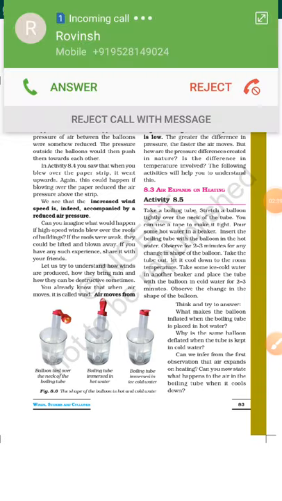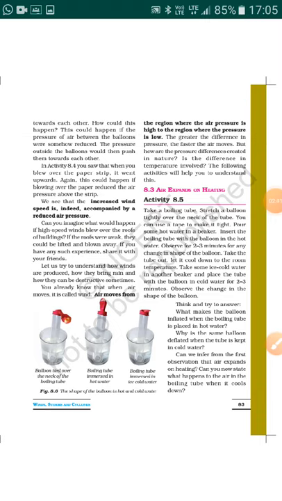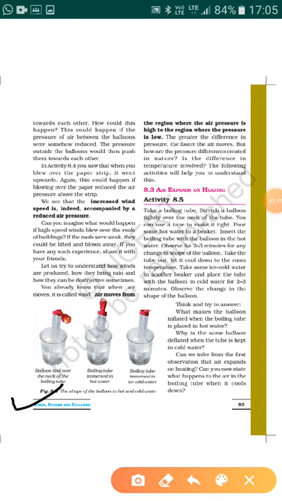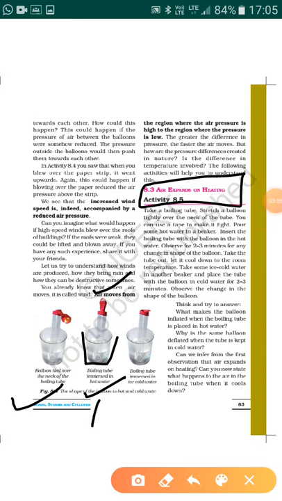Now the next related activity is this one. You can see the next activity here. It is also based on this principle that air expands on heating. Here you have to take one test tube and a balloon, and you need a tumbler or beaker having hot water. This is beaker A, this is beaker B. In beaker B, you need some ice cubes.